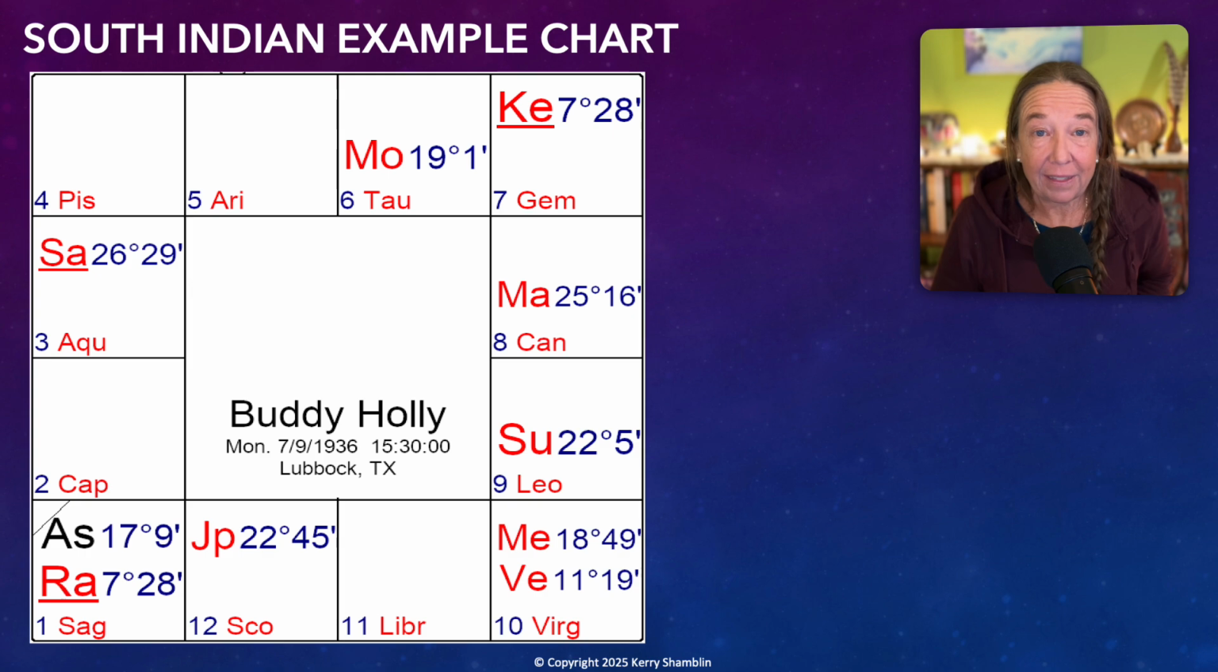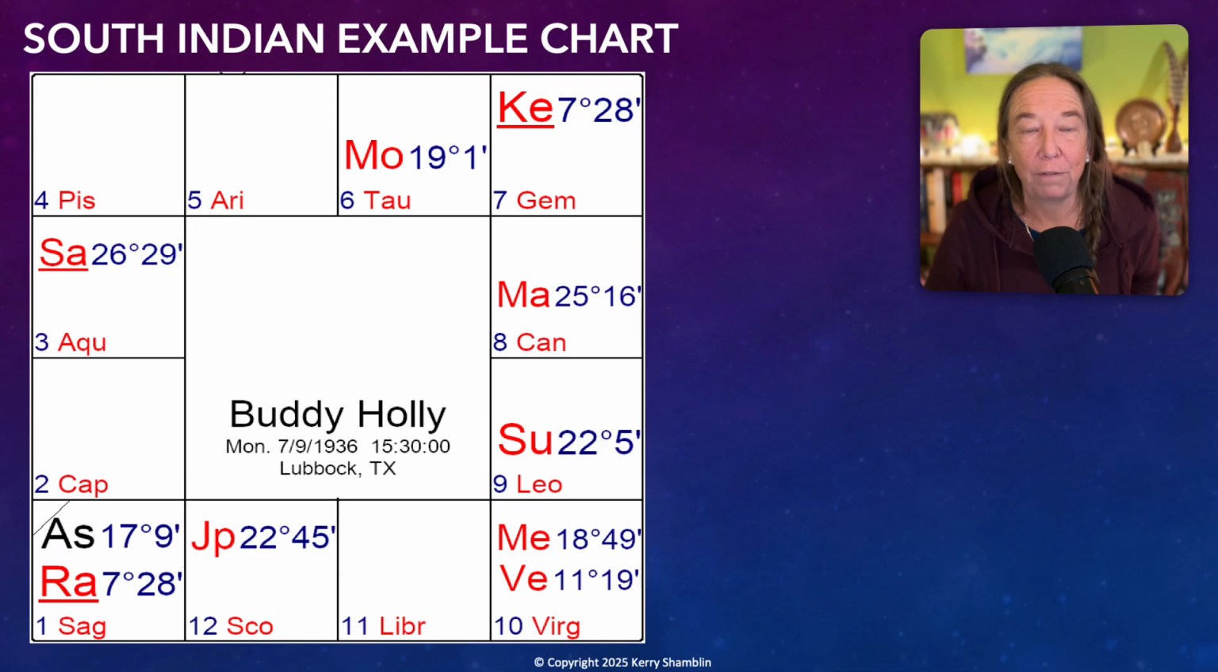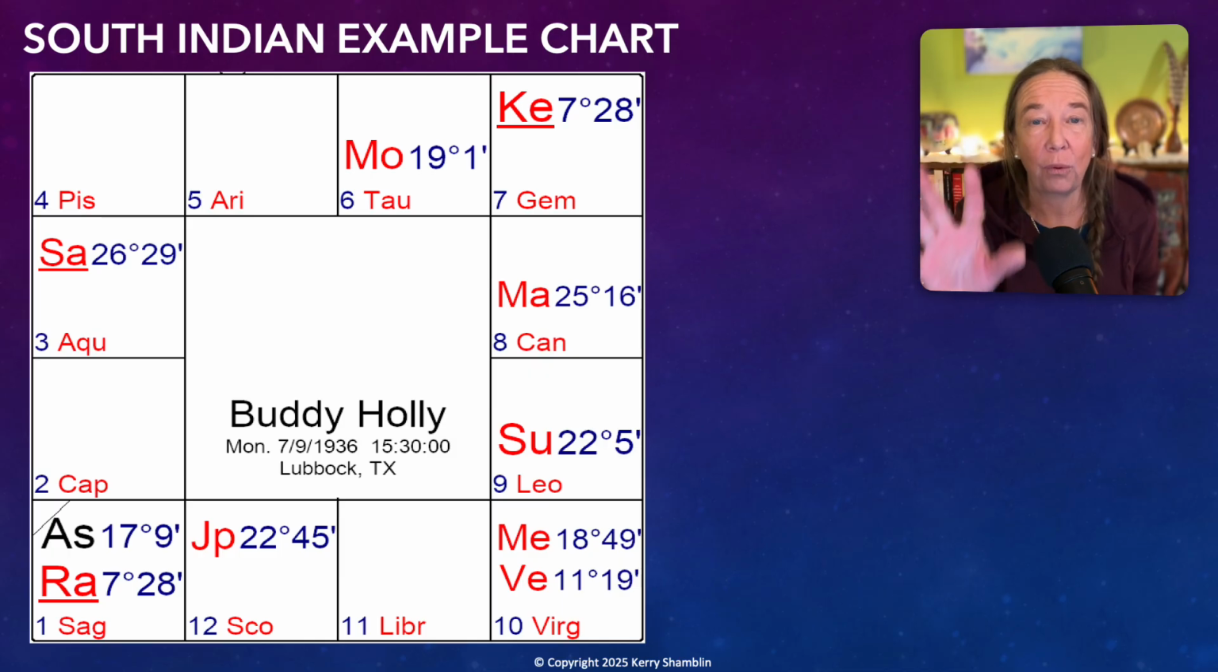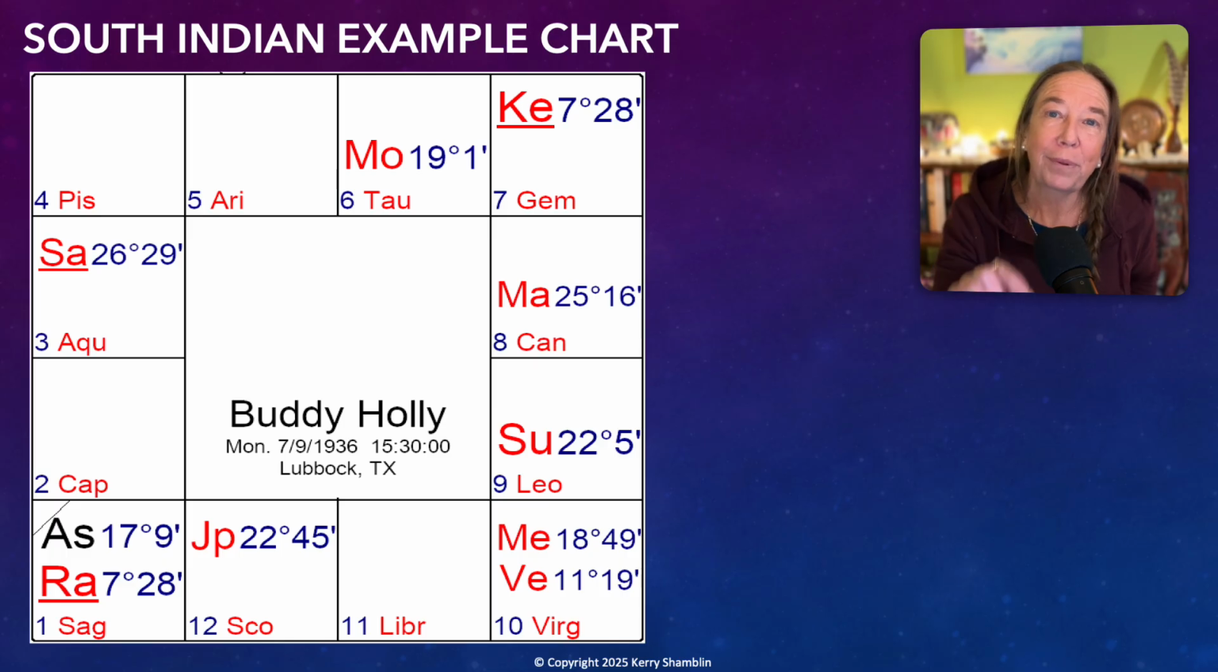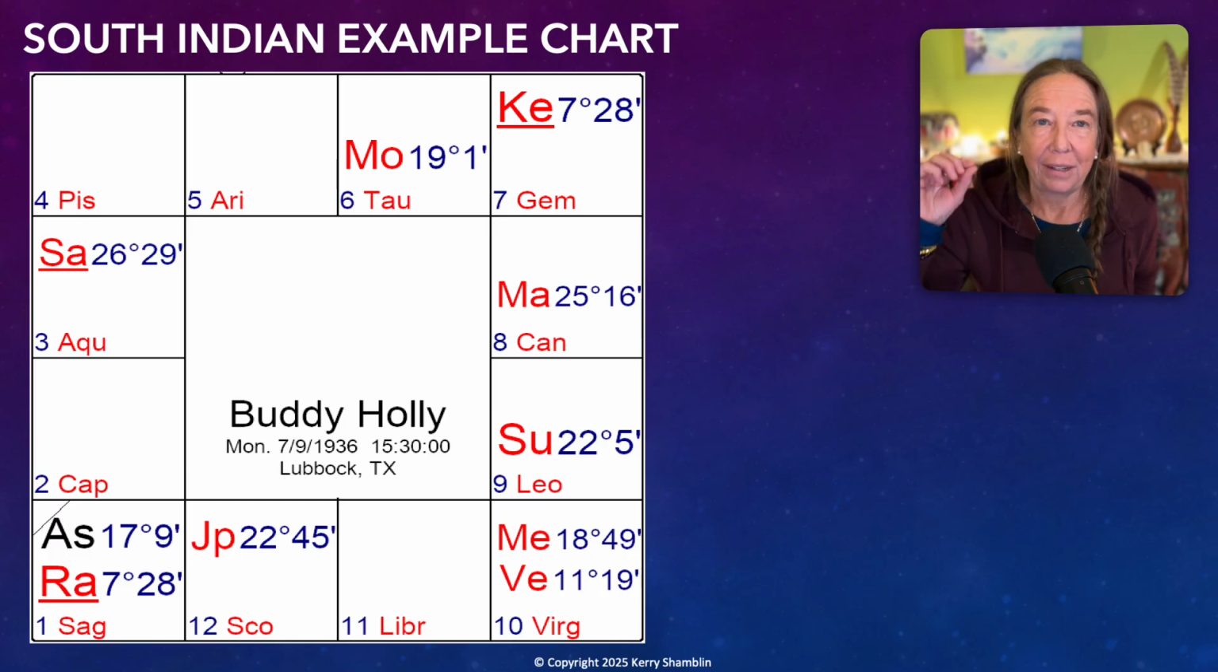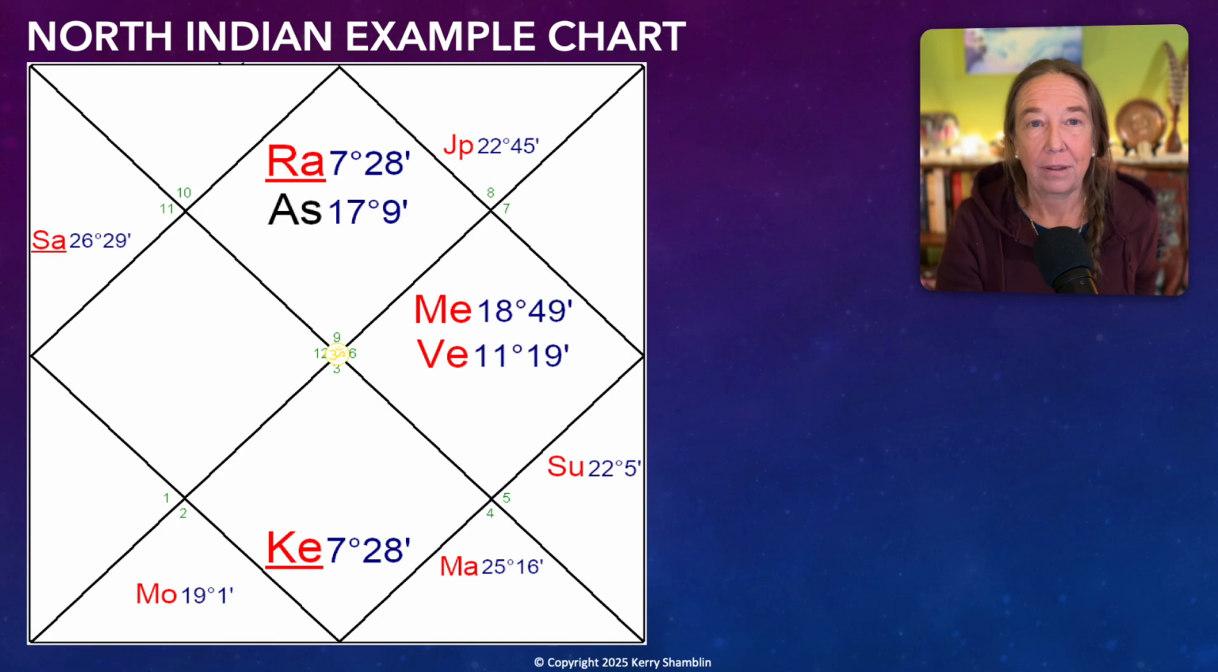Then in the 10th house, he's got two planets. He's got Mercury and Venus, both sitting in Virgo in the 10th house. 11th house void, nothing's in there. And then the 12th house has Jupiter in the sign of Scorpio in the 12th. So that's just the basic read on how we find out what planet is in what sign, in what house. And now we're going to look at it from the North Indian perspective.